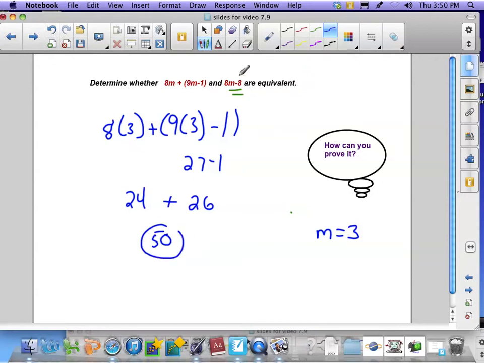So now I want to see if this expression, if I substitute the same value for m, will give me 50. I have 8 times 3. Remember, when you have a coefficient and a variable, you're going to multiply them together. Minus 8. 24 minus 8 is 16. 50 is not equal to 16, so those expressions are not equivalent.